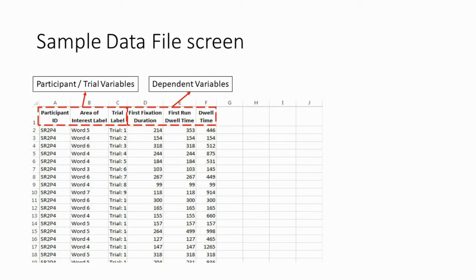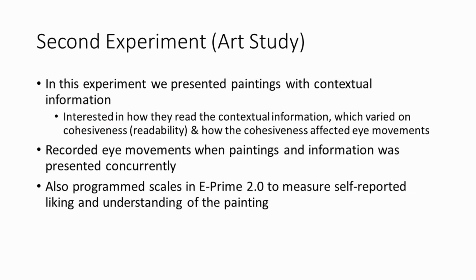So you can see these files are very easy to work with, and afterwards you just have to put in your independent variables for what you were manipulating in that specific trial. But it does just give you this great Excel file. The second experiment we did dealt with pictures.